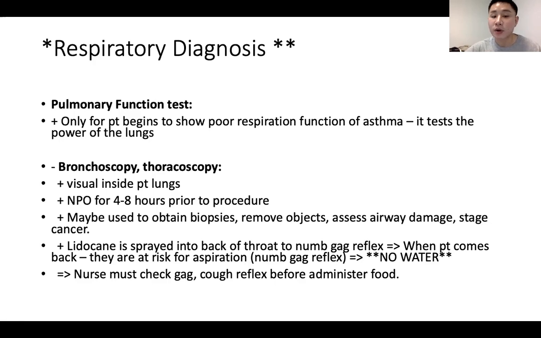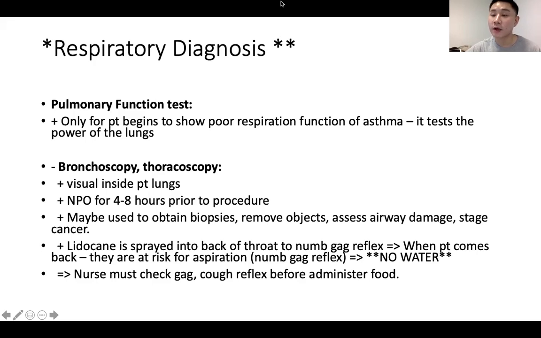Lidocaine is sprayed into the back of the throat to numb the gag reflex. Basically the doctor will put a visualizing tube into the patient's mouth and into the patient's trachea. That's why they need to spray lidocaine in the throat, so that they can numb the patient's gag reflex. So when the patient comes back, they are at risk for aspiration because their gag reflex was numbed. So we don't give them any water, and we must check their gag reflex and cough reflex before we administer food. So that is really important to remember.